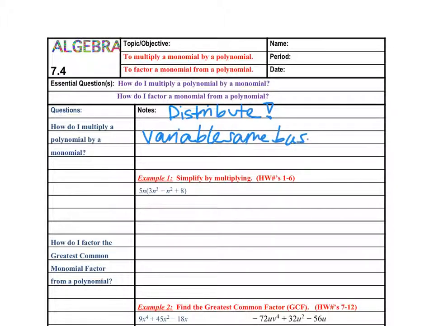what do we do with our exponents? We add them. So if the variables are the same, you can add your exponents. And the numbers in front, which are called the coefficients, you multiply the coefficients. So just make sure when you distribute that you multiply what's on the outside to each term on the inside.